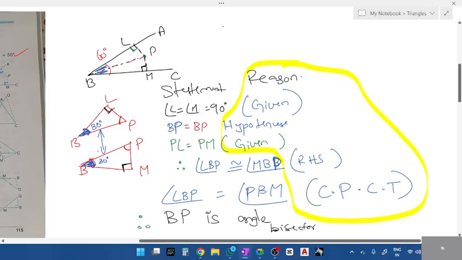Simple. You don't have to think much. Just prove that they are congruent under any one of these criteria. After proving, you can directly write BP is the angle bisector. You will get full marks. Make a note of this, students. Completed.